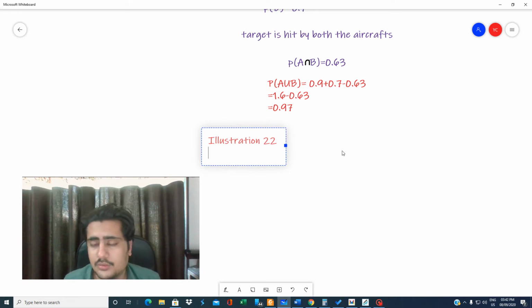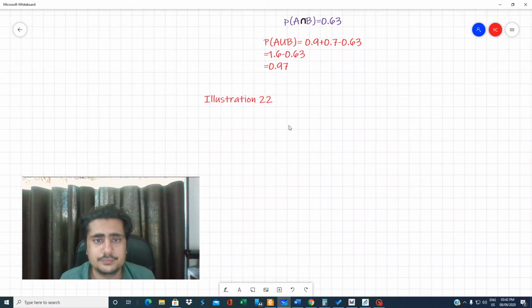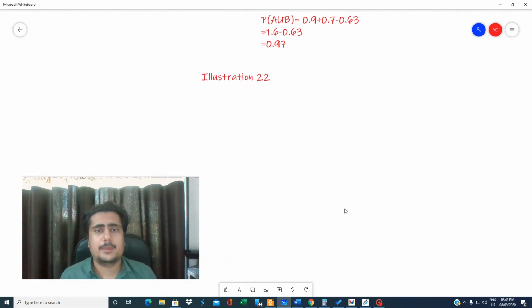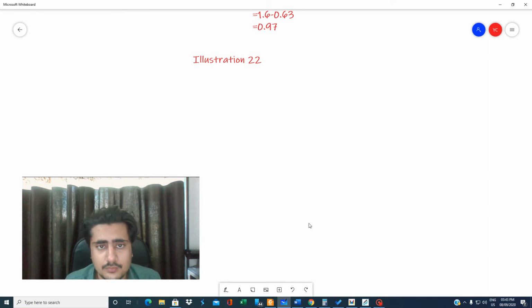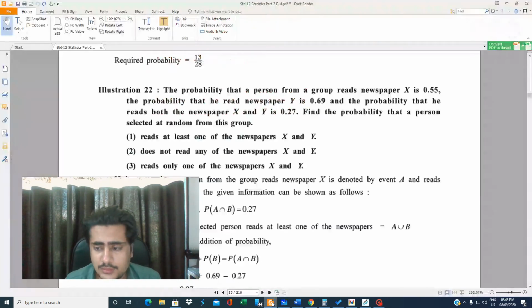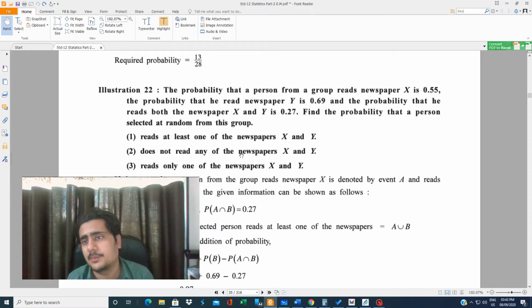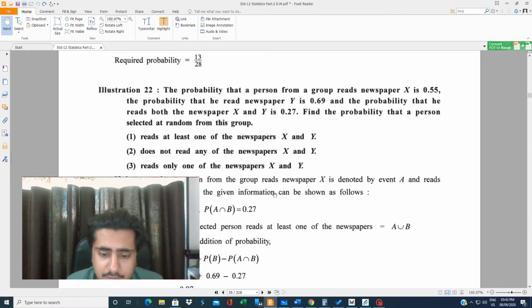Illustration 22 says, let's see the question. The probability that a person from a group reads newspaper X is 0.55.